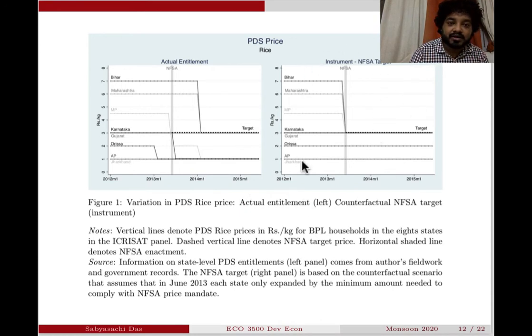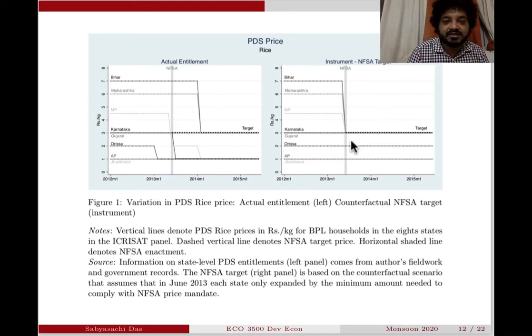This is what the line would look like if all states followed the NFSA stipulation. So Bihar would have come here, Maharashtra would have come here, MP would have come here, all in 2013. Those who are staying below would have stayed below because they are already meeting the NFSA criterion. They would not have changed. For example, Odisha here actually changed. This is saying if they followed the NFSA guidelines, since Odisha didn't have to change, Odisha wouldn't change.